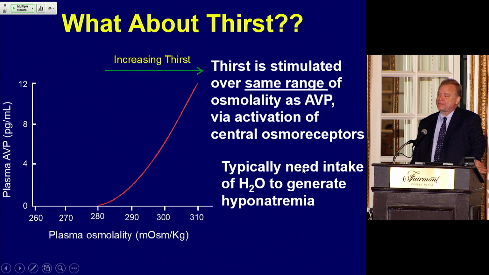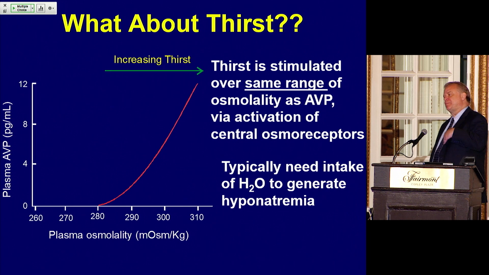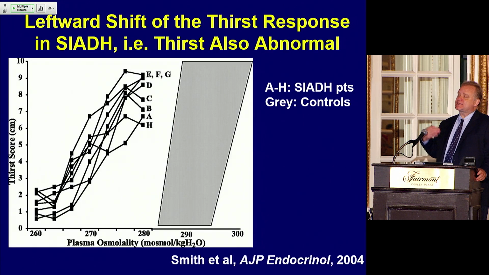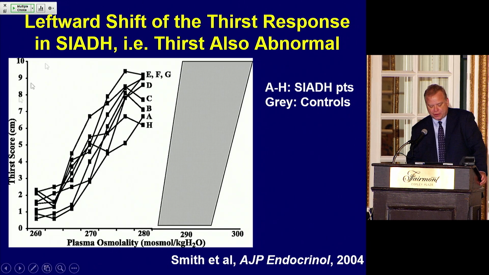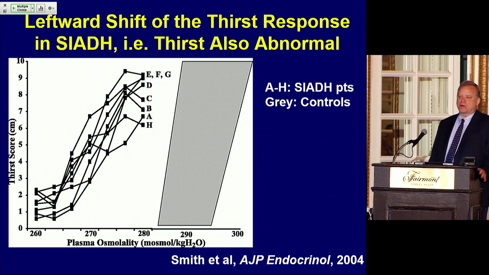That has a very important consequence for hyponatremia, in that typically you need to have an intake of water to generate hyponatremia. It always bothered me as a fellow, if these patients are hypotonic, why don't they just stop drinking and then reset their serum sodium? Well, in actuality, again, this theme that it's a central osmoreceptor defect in many of these patients, and the osmoreceptors that control vasopressin overlap with the centers that control thirst. And they're turned on inappropriately in patients with SIADH.